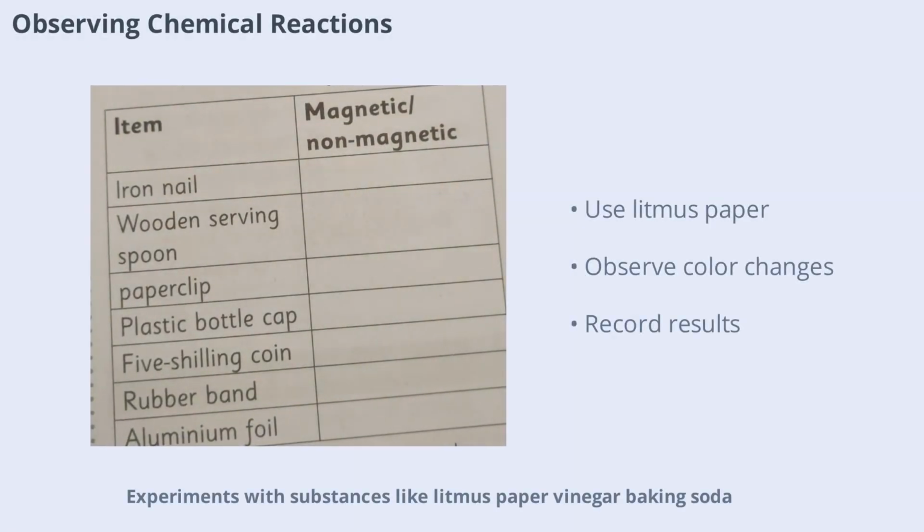Experiments with substances like litmus paper, vinegar, baking soda, and lemon juice help you observe chemical reactions. For example, acids turn blue litmus paper red, while bases turn red litmus paper blue. Recording your observations accurately is key for both practical and written exams. Practice with different substances to strengthen your understanding of chemical properties.